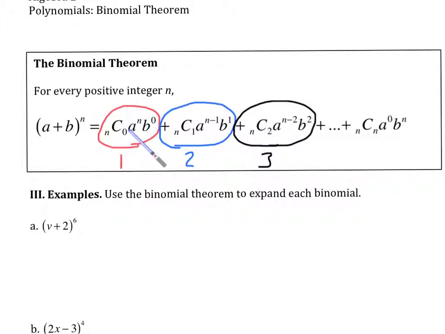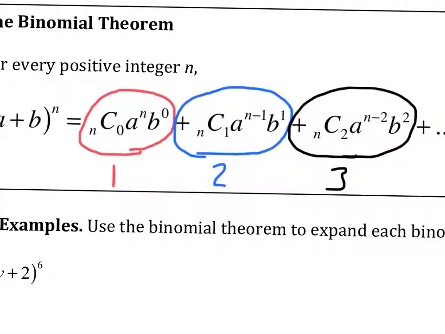Notice I do not see a 1 up here. I don't see a 2 up here. I don't see a 3. But what do I see? I see pretty darn close. Instead of a 1, I see a 0. Instead of a 2, I see a 1. Instead of a 3, I see a 2 right here and here.